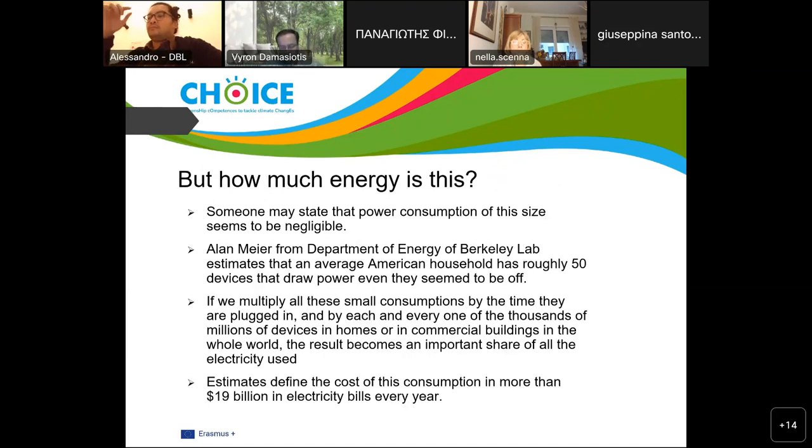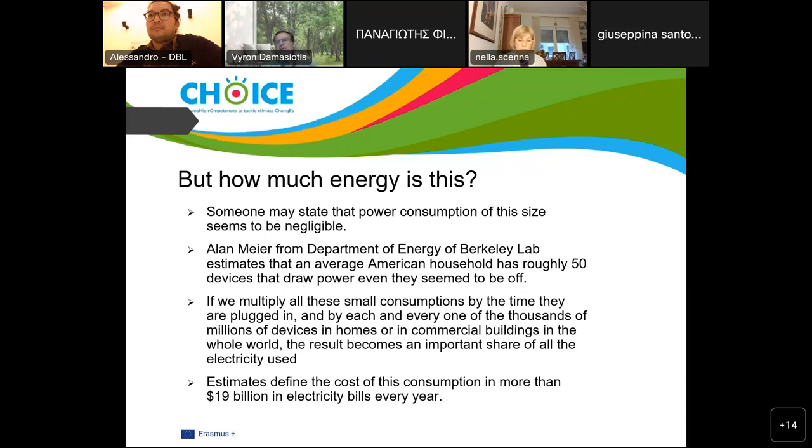Okay, we saw here that devices consume 0.5 or 0.3 watts per hour, and this is not too much consumption. But Alan Meyer from the Department of Energy's Berkeley Lab estimates that the American household has roughly 50 devices that draw power even when they seem to be off. If we multiply all these small consumptions by the time they're plugged in and by each and every one of the thousands of millions of devices in homes or commercial buildings in the whole world, this results in an important share of electricity use. There are estimates that the cost of this consumption is more than $19 billion in electricity bills every year all over the world.